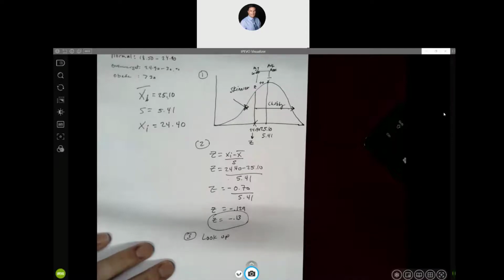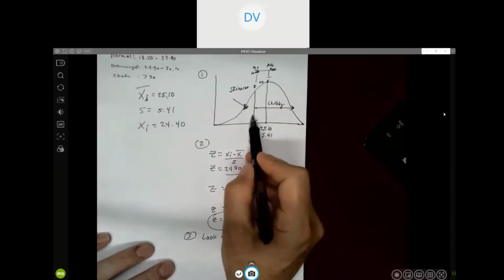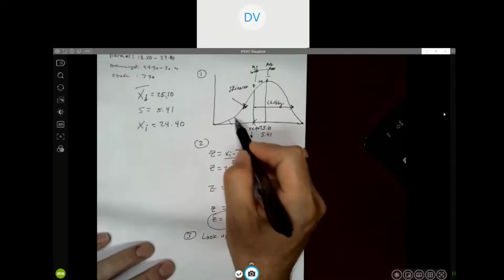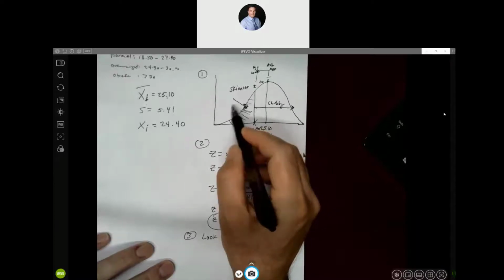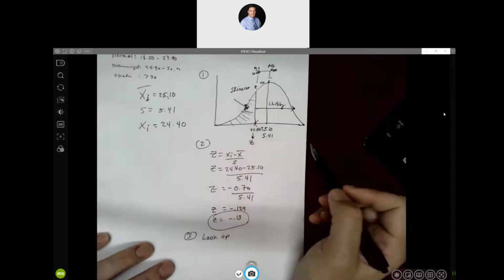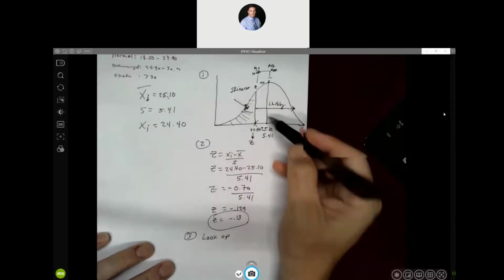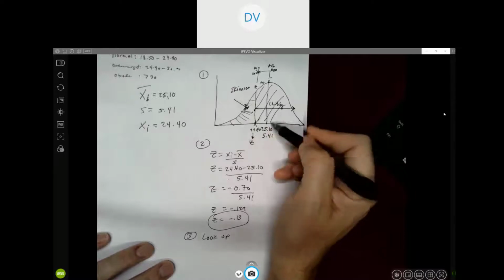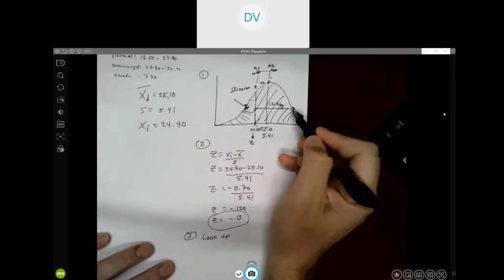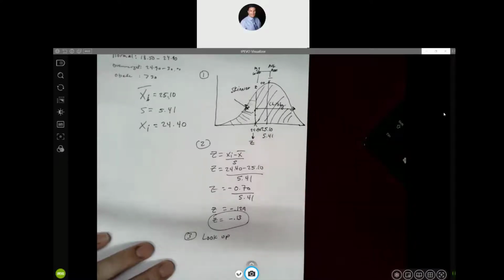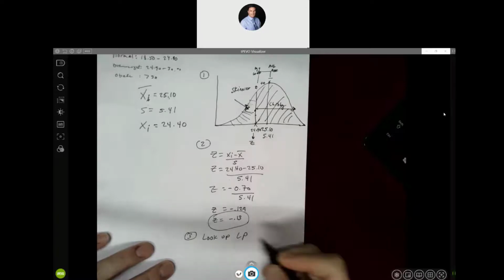Derek, can you help us out? Smaller portion? The smaller portion would be here, right? And that would be the skinnier people. She wants to know what percentage are heavier than her. Oh, the larger portion. Right, that's going to be all this, right? From her on up. So that's going to be the larger portion. So we're going to look up the larger portion.